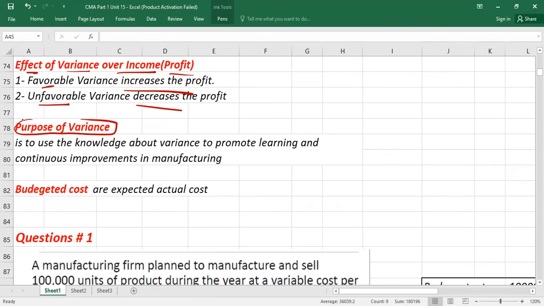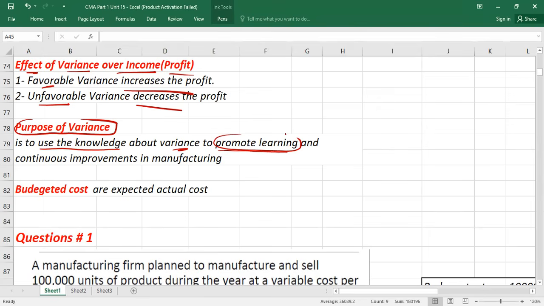The purpose of variance is to use the knowledge or understanding of the variance. When you calculate the variance, we are trying to use the knowledge about variance to promote learning. This is the purpose. Because if variances are unfavorable, we will take some corrective actions to convert the unfavorable variance to the favorable variance. So what is the objective?